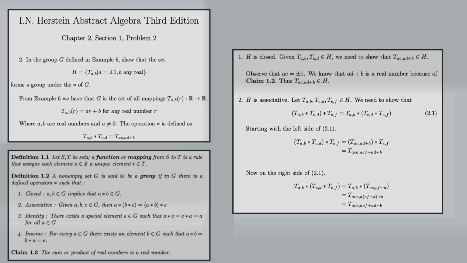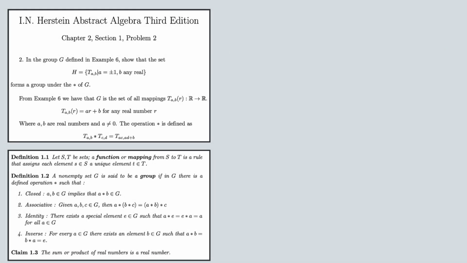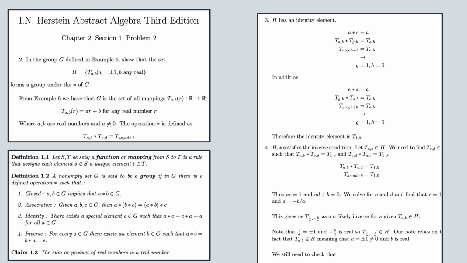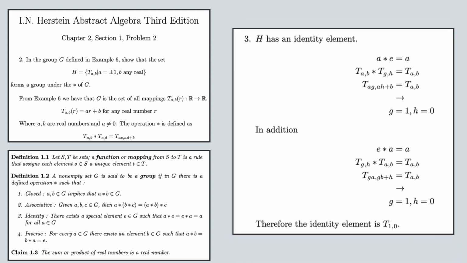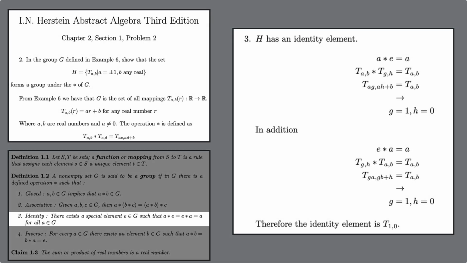Number 3, we need to find an element inside of H such that for any given element A, we have A star E equals A and E star A equals A. Now you may be asking, whoa, there is no A and there is no E. We have different notation in this problem. Correct. So we need to convert the rule or the axiom in 3 from that notation to our problem. So A becomes T sub A comma B, and I just picked A and B there. And then E becomes T sub G comma H. And again, I just picked G and H. I could have done E naught and E1 or Y and Z, whatever you want.